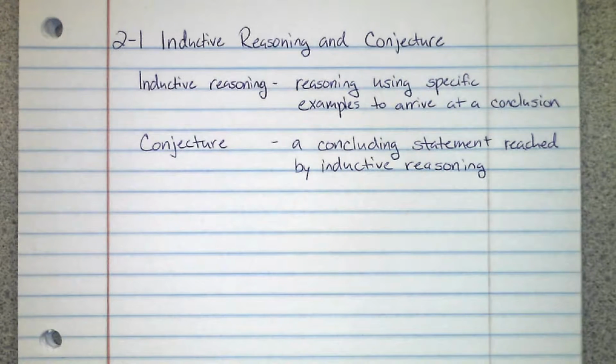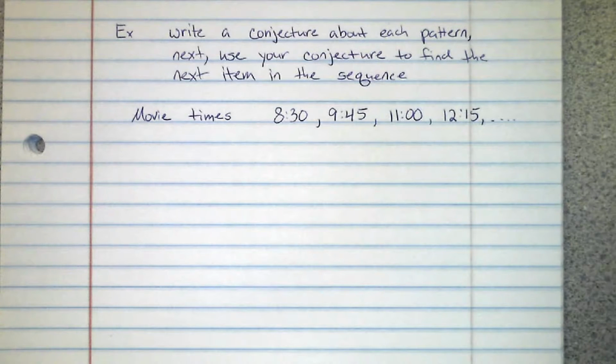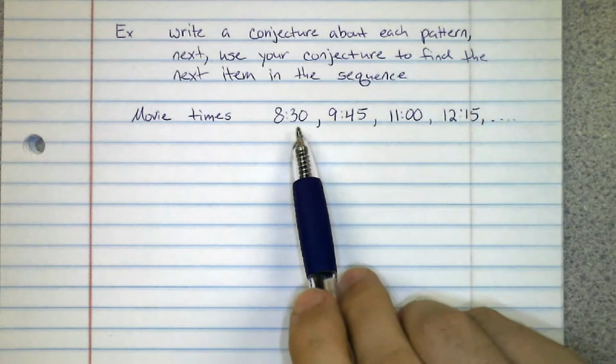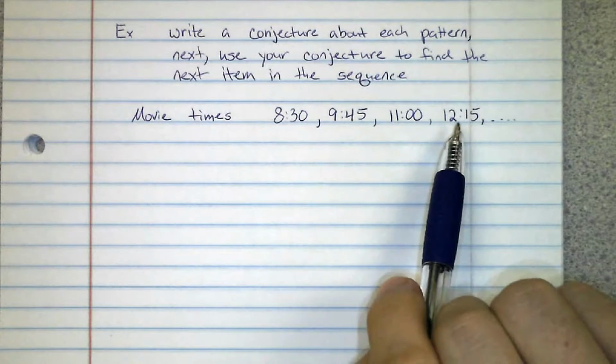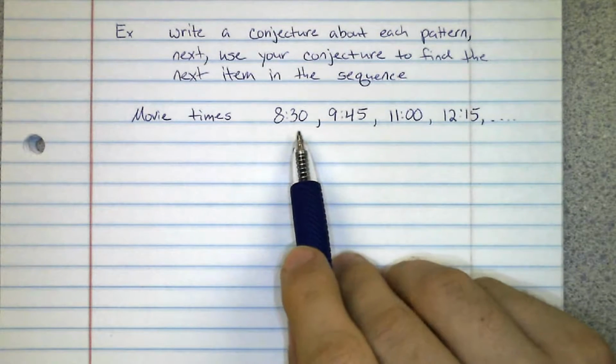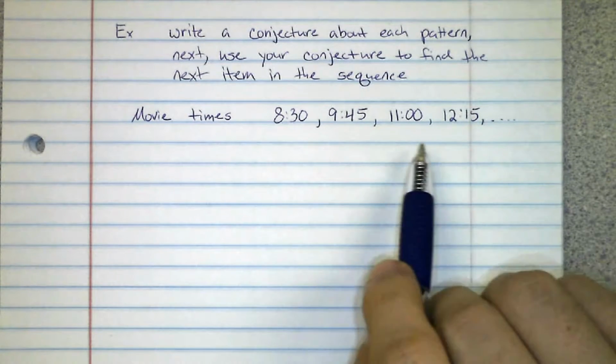Let's take a look at some examples. Okay, so if we want to write a conjecture about each pattern and then use the conjecture to find the next item in the sequence, let's take a look at this one right here. So with the movie times, we can see we're going from 8:30 to 9:45 to 11 to 12:15. So we want to try and look and see if there's any kind of discernible pattern.